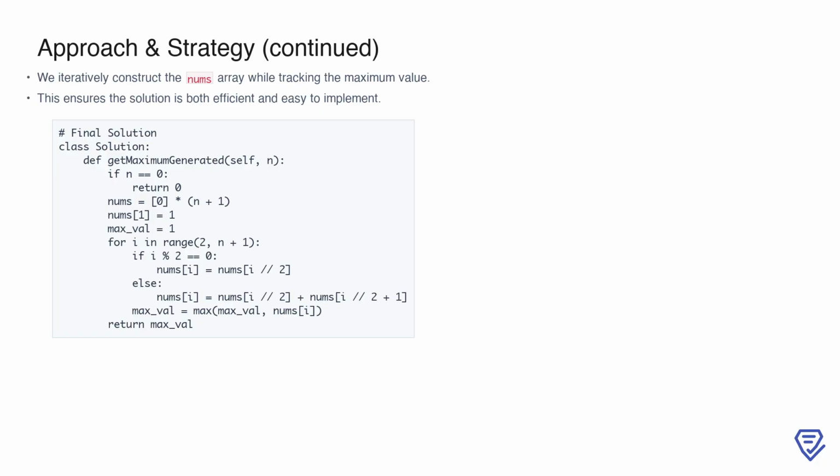Here is the Python implementation of the solution. class Solution: def getMaximumGenerated(self, n): if n == 0: return 0; nums = [0] * (n + 1); nums[1] = 1; max_val = 1; for i in range(2, n + 1): if i % 2 == 0: nums[i] = nums[i // 2] else: nums[i] = nums[i // 2] + nums[i // 2 + 1]; max_val = max(max_val, nums[i]); return max_val. This code directly applies the brute force approach, ensuring the solution is both efficient and easy to implement.